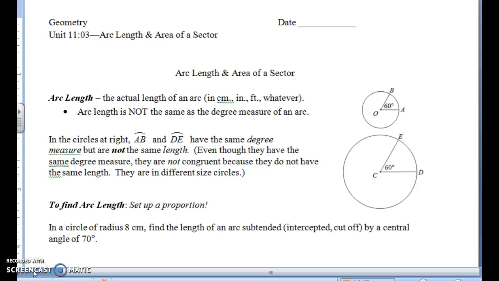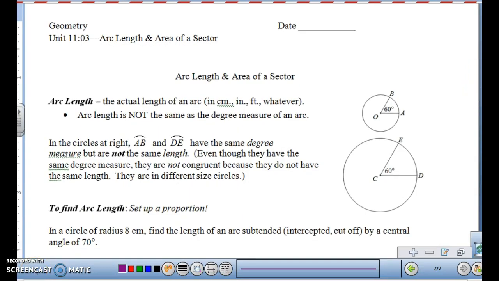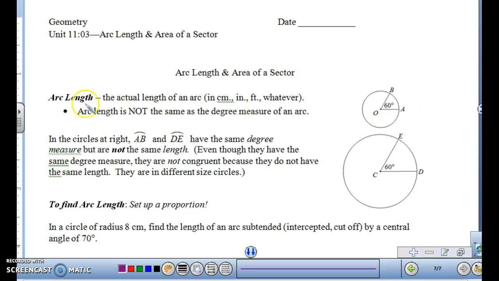This is Geometry, Unit 11, Lesson 3, on arc length and the area of a sector. Now, arc length is the actual length of an arc, in centimeters, or it can be inches, feet, or whatever. It is not the same as the degree measure of an arc.